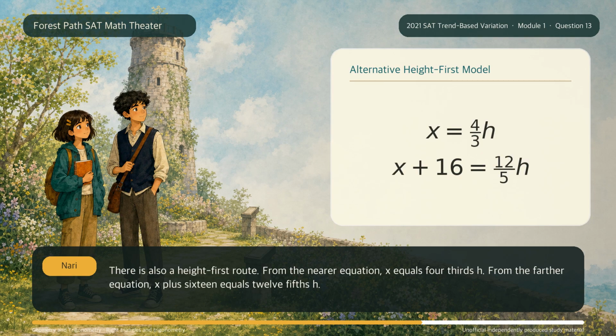There is also a height-first route. From the nearer equation, x equals 4/3 h. From the farther equation, x plus 16 equals 12/5 h.